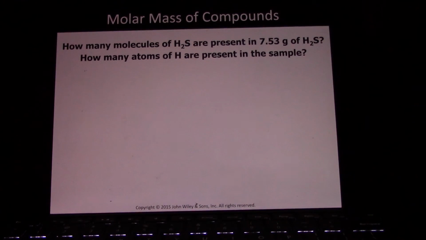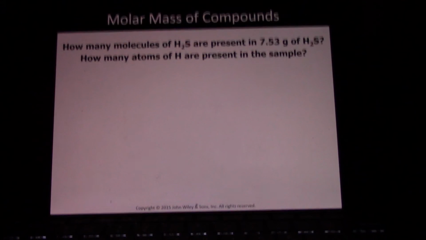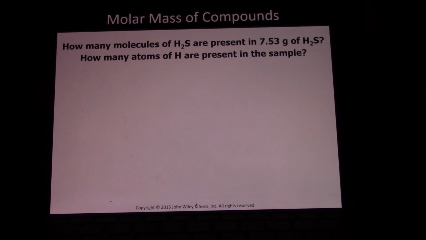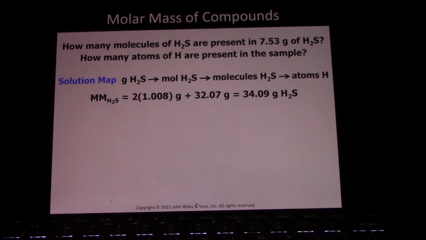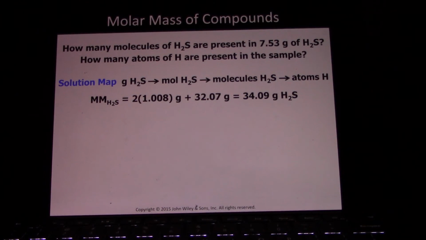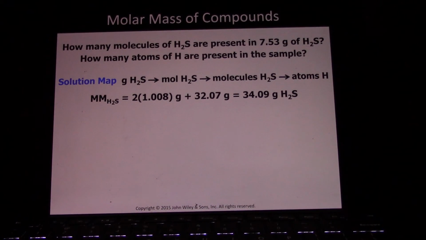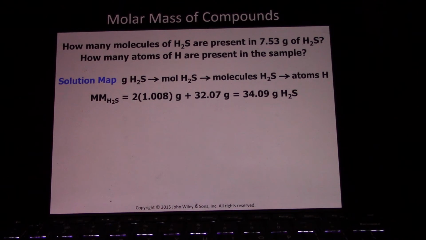How many molecules of hydrogen sulfide are present in 7.53 grams of hydrogen sulfide? And how many atoms of hydrogen are present in the sample? They're asking quite a few questions here. So first, we have to find the molar mass of H2S. So we add up 2 hydrogens and a sulfur, because it's H2S. There are 2 hydrogens and a sulfur in a hydrogen sulfide. And we get 34.09 grams per mole.